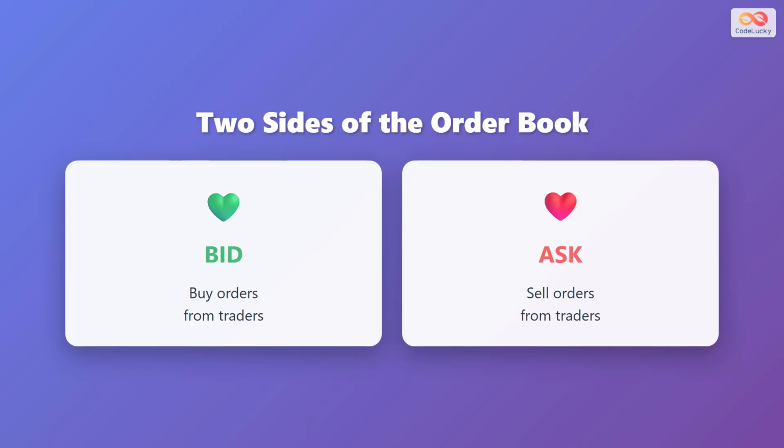Every order book has two sides. On one side, we have the bid, which represents buy orders from traders who want to purchase the asset. On the other side, we have the ask, which represents sell orders from traders who want to sell the asset. These two sides work together to create a market.